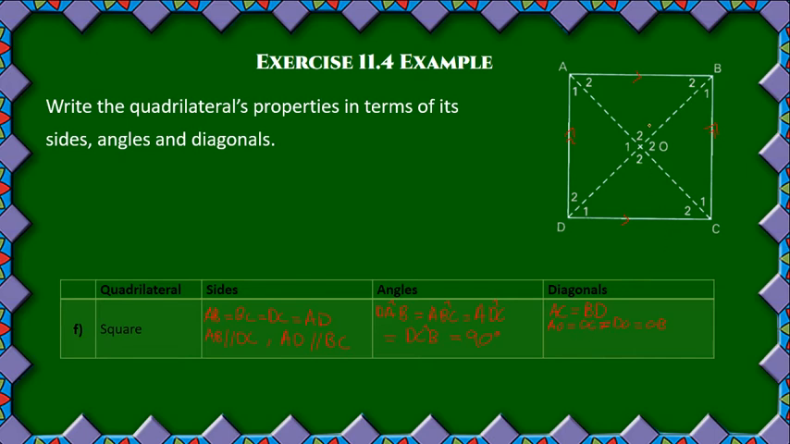And then we know that the diagonals bisect each other perpendicularly. So they cut each other at 90 degrees. That means we write that AC is perpendicular to DB. Alright, and then finally we also know that the diagonals bisect the angles.